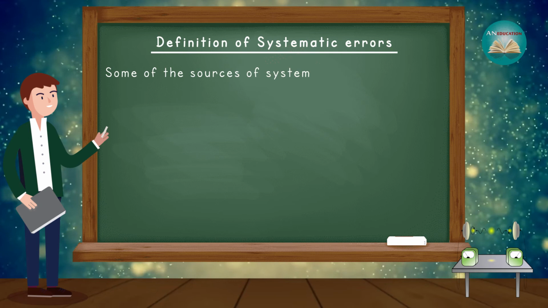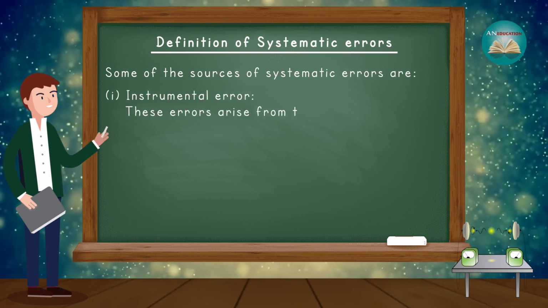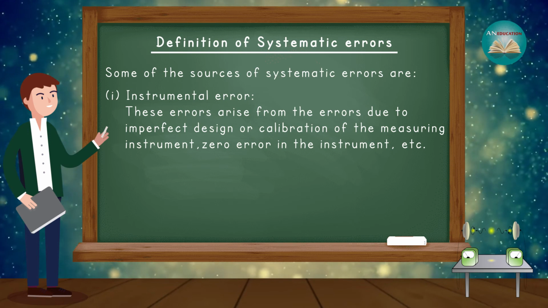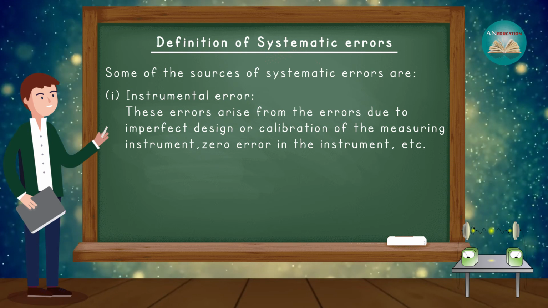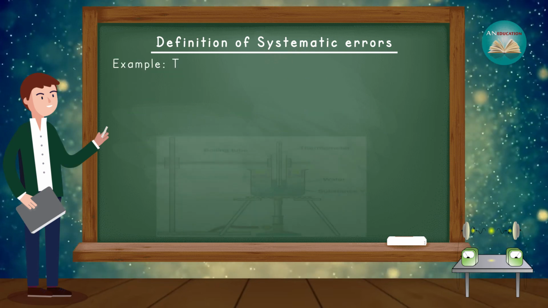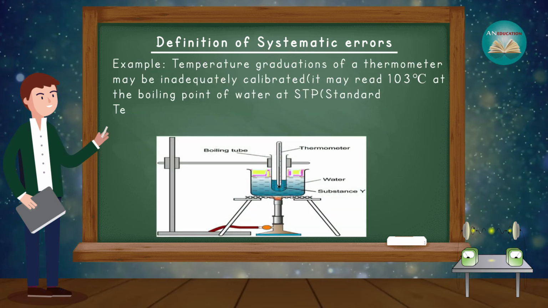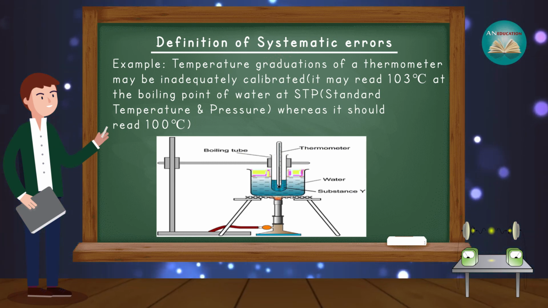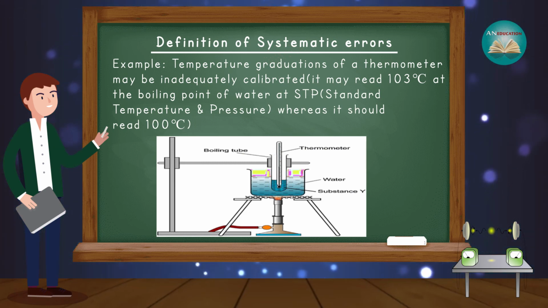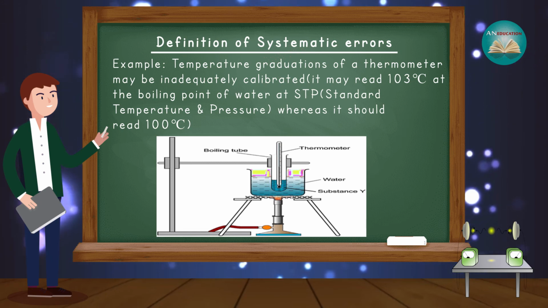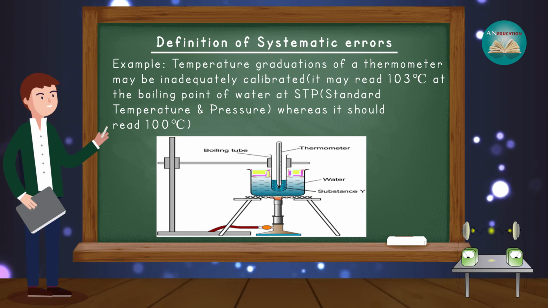Some of the sources of systematic errors are: first, instrumental error. These errors arise from imperfect design or calibration of the measuring instrument, zero error in the instrument, etc. Example, temperature graduation of a thermometer may be inadequately calibrated. It may read 103 degrees Celsius at the boiling point of water at STP, standard temperature and pressure, whereas it should read 100 degrees Celsius.